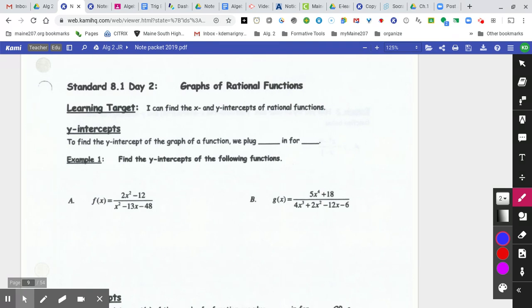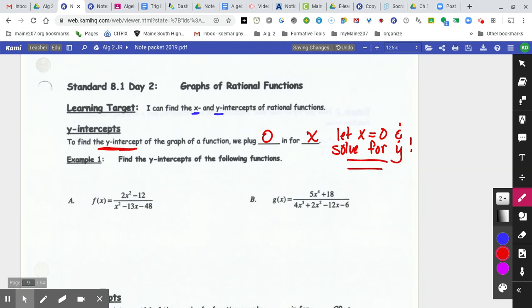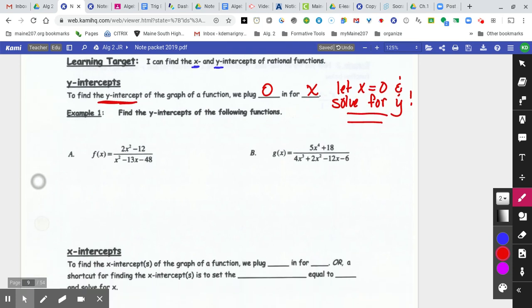So our learning target is to be able to find x and y intercepts on any of our rational functions. To find a y-intercept of the graph of a function, we plug a 0 in for x. That's how we find any y-intercept. So you let x equal 0 and solve for y. We've been doing that for a while. Sometimes it's easy, sometimes it's hard. And in this case, I think you'll find the y-intercept is pretty easy. You just have to be able to keep up with a few things.